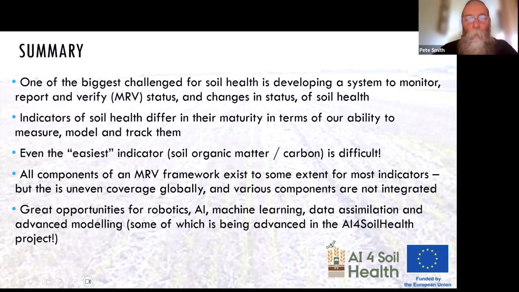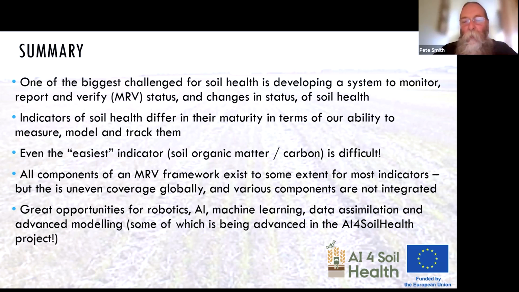So one of the biggest challenges for developing a system for soil health monitoring is developing this MRV system for soil health, because we don't only want to know the status of soil health, but critically we want to know the change in status. We want to know how it's changed from time period 1 to time period 2, and that's one of the biggest challenges. Indicators of soil health differ in their maturity in terms of our ability to measure, model and track them. For some of them, like soil carbon, which I've given as the example mostly today, that's actually very mature in terms of our ability to predict them.